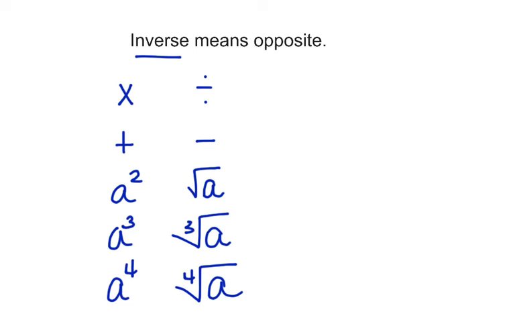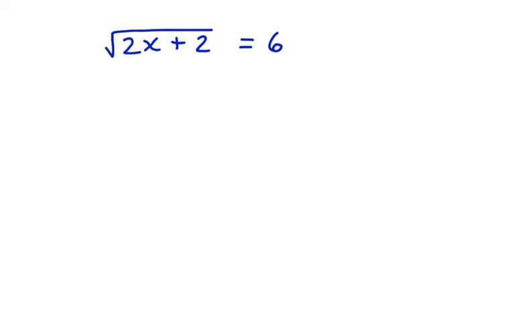When we solve radical equations, we're going to need to use the inverse of different operations. Let's take a look. The square root of 2x plus 2 equals 6. Now this is a radical equation. It's an equation and it has a radical sign. The first thing that has to happen when you have a radical equation is that we have to clear the radical. We clear the radical by using the inverse. The inverse of a radical is a square.